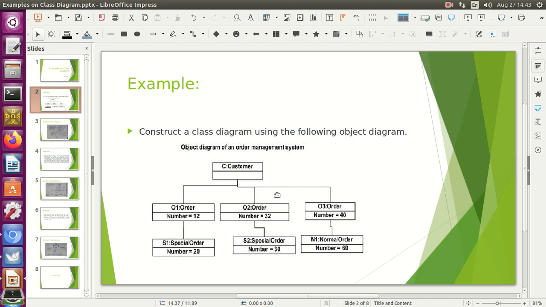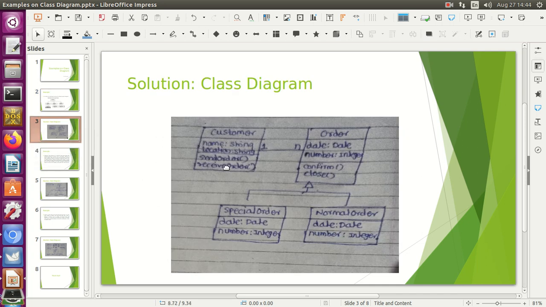Okay, so in an object diagram values are assigned to the attributes, and in the class diagram only the initialization of that attribute is there. So from this object diagram you have to convert it into the class diagram. So let's see the solution of this. So here you can see the solution.